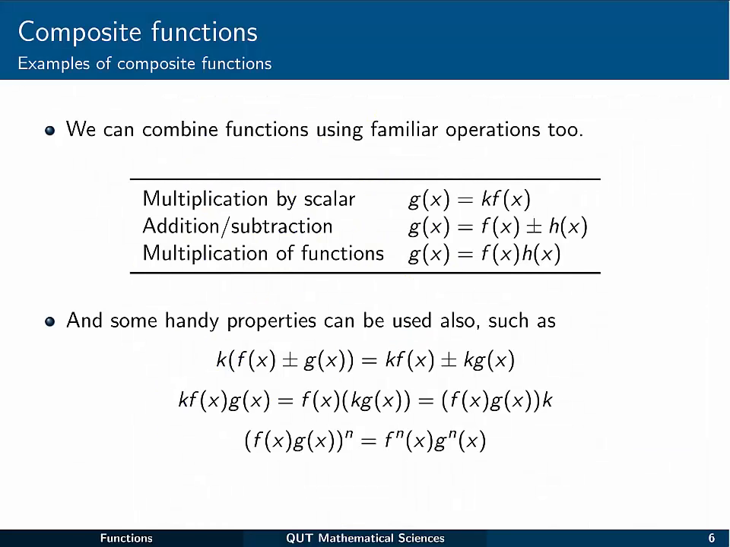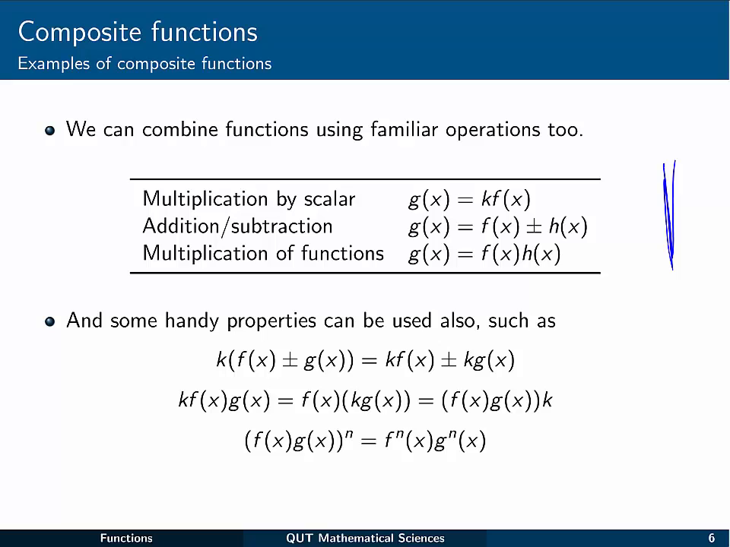Okay, so that was a little bit general, but what are some other things we can do with composite functions? Here are some handy examples of ways we can combine functions. We can multiply functions by scalars. We can add and subtract functions from each other. We can multiply functions. These are some ways we can combine them.